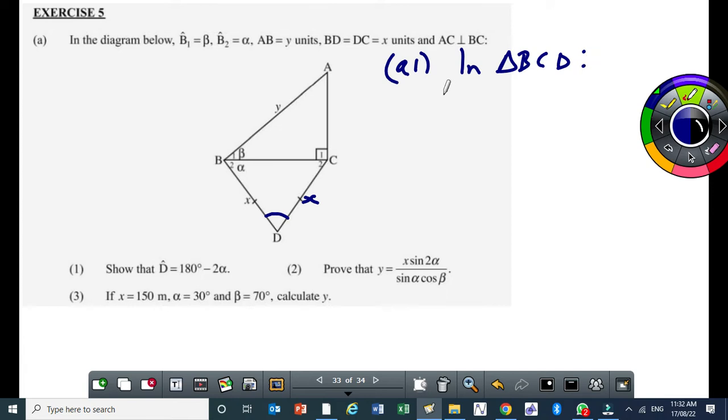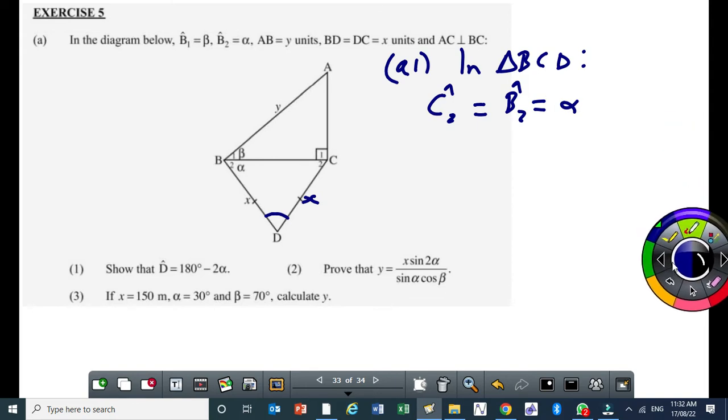My suggestion here is to first write and say C2 is going to be equal to B2, and they are both equal to alpha. And the reason that you have to give here, now remember these are angles, okay? So the reason here could be angles opposite alpha. You have to write it that way. So C2 is equal to B2, they are both equal to alpha. The reason, because they are angles opposite what?